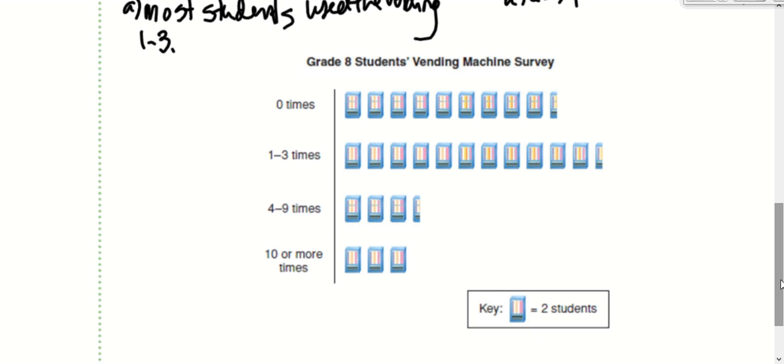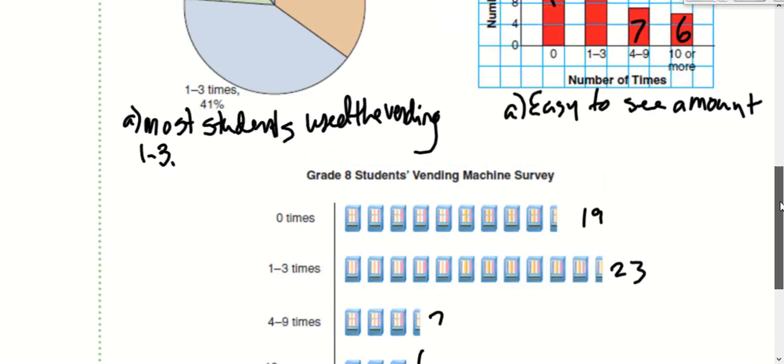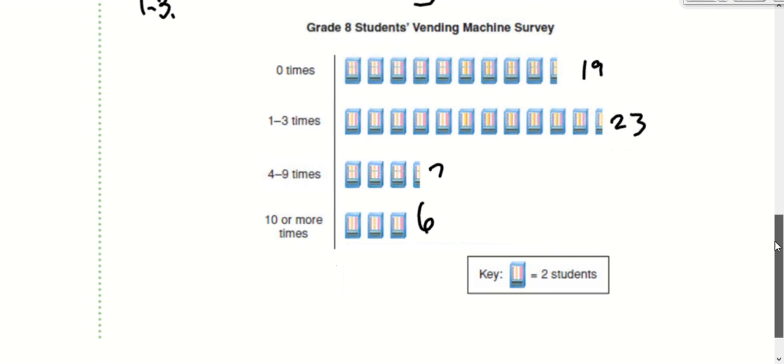This one, if we think back to what the good things about pictographs are: they are best for comparing data that can be easily counted. But there's a large number of symbols, and we have a nice key. I don't love the key, but it's fine. So we have 19 here, 23 here, 7 here, and 6 here. So let's jump back and compare to what I said before. Yeah, I was actually bang on. That was a good scale then.